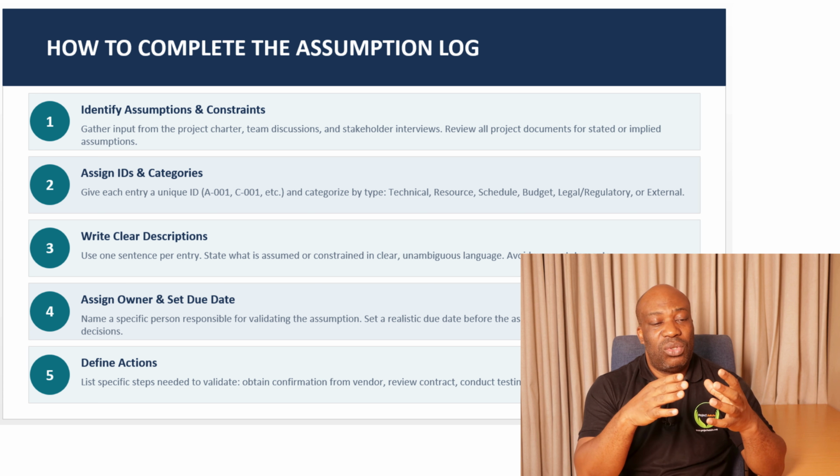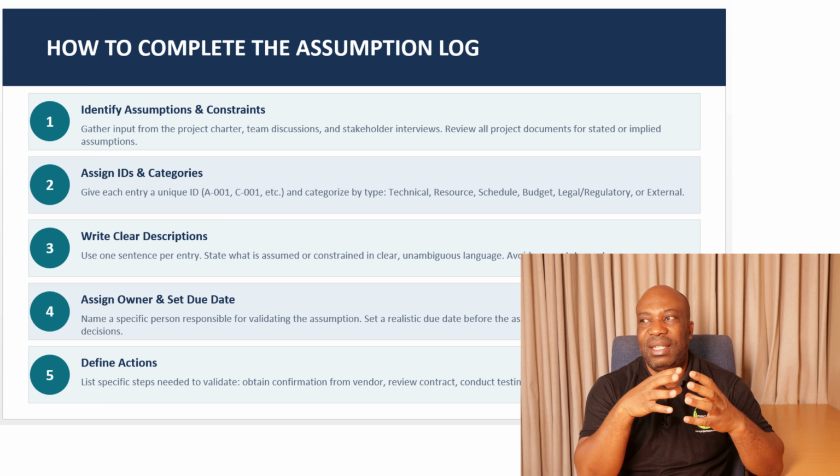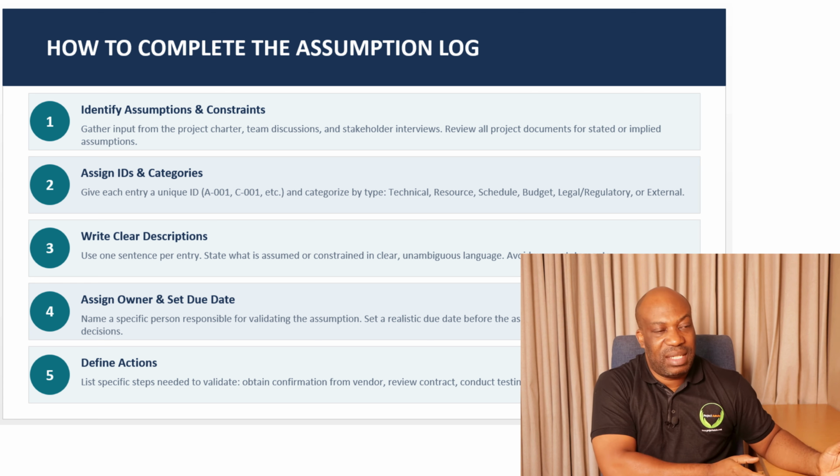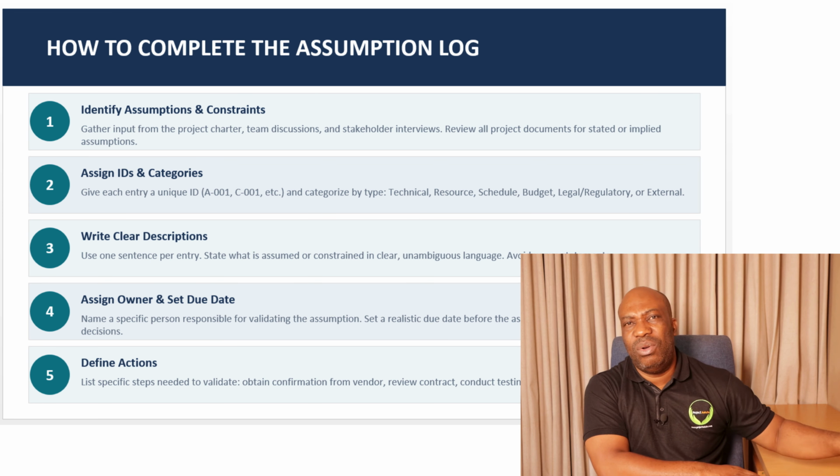Then step number 4: you need to assign an owner and set the date. Name a specific person responsible for validating the assumption and set realistic due dates before the assumption affects project planning decisions. So when you are completing the assumption log, make sure that you have a responsible party, the name of a person. I've seen some other project managers making mistakes. They just put the department name, for example, ICT. There's no one called ICT.